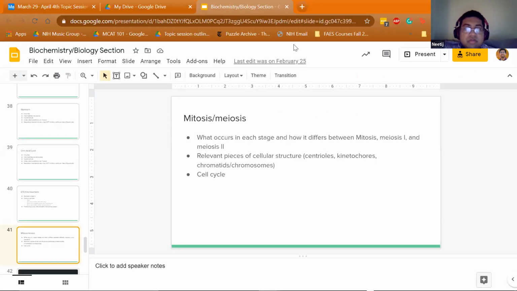So the point is that it's hard to know exactly what's important, and that's why I think sessions like this can be helpful. The main thing I see as a stumbling block for people is this.